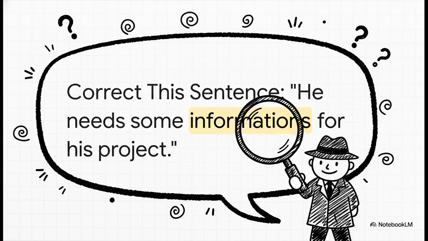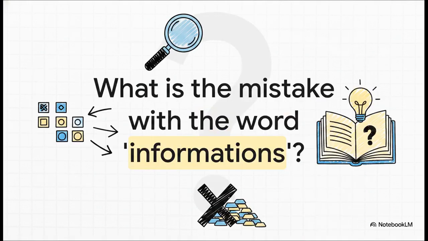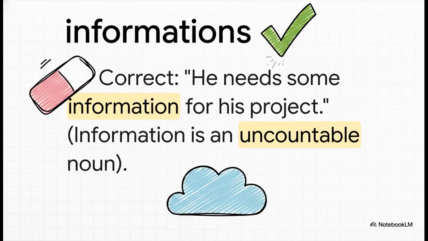There's a really common mistake in there. Do you see it? Let's zoom in on the problem area. It's that word, informations. Why is that wrong? What did we learn a little while ago about that specific type of noun? And here is the correct version. It should just be information.